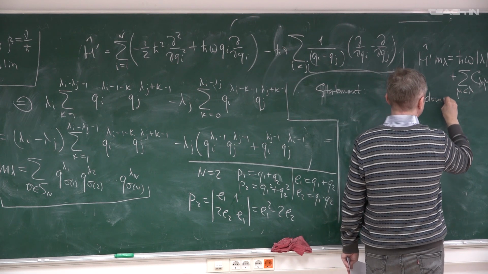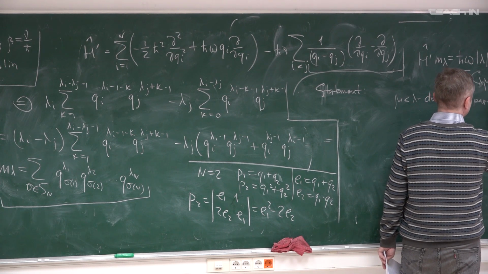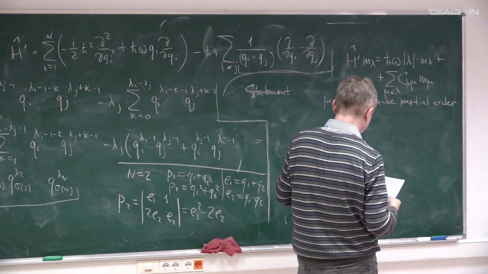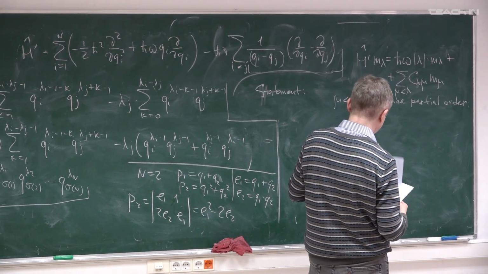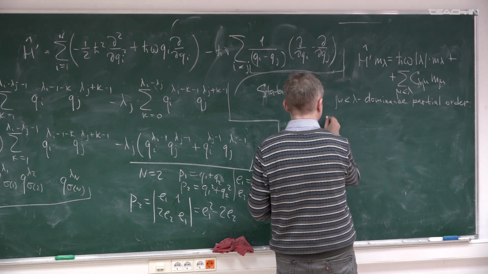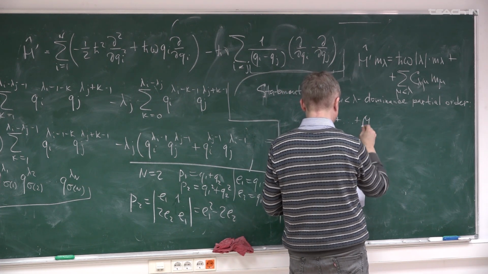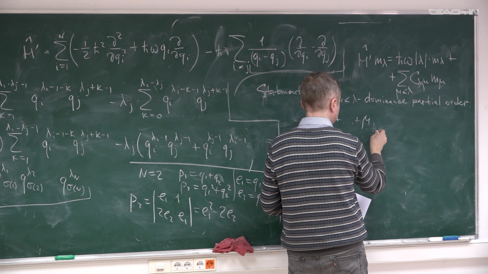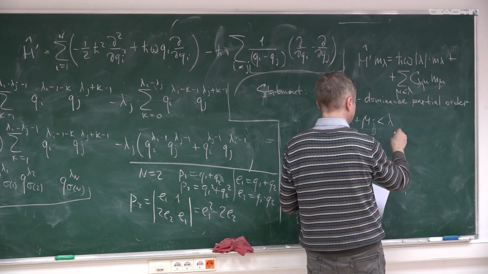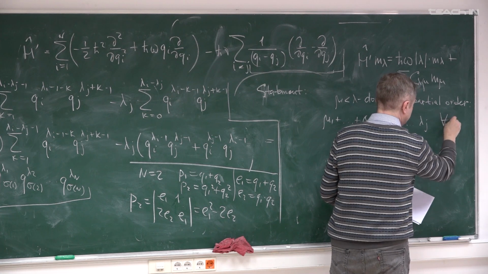It's a dominance partial order, and it means that the partial sum of all parts is less than another partial sum, and this is valid for all j.